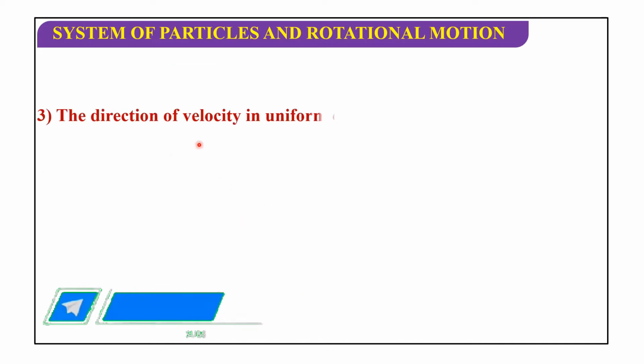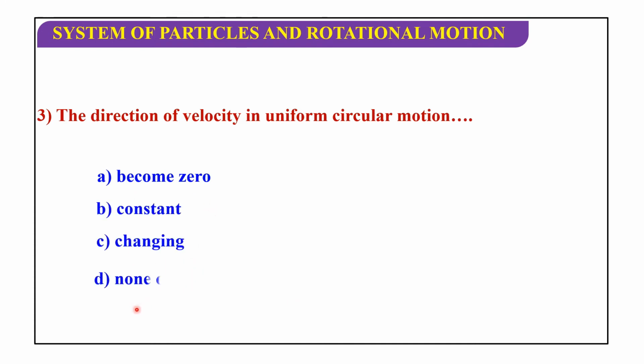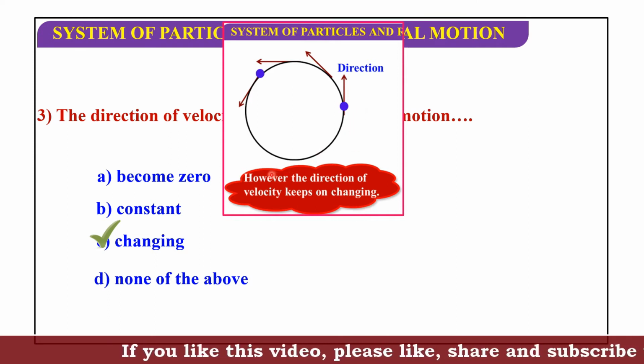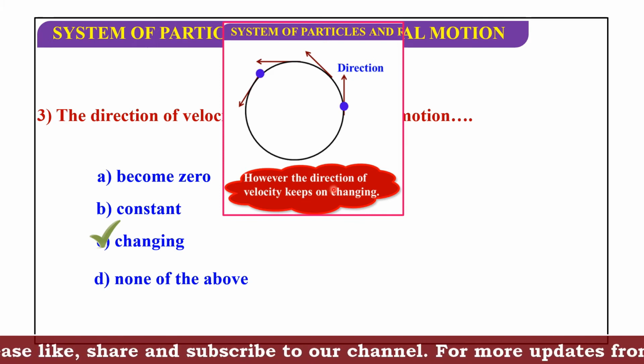The direction of velocity in uniform circular motion is: becomes 0, constant, changing, none of the above. So, the direction of velocity in uniform circular motion is changing. See, the direction of velocity keeps on changing. So that's why its direction is changing.